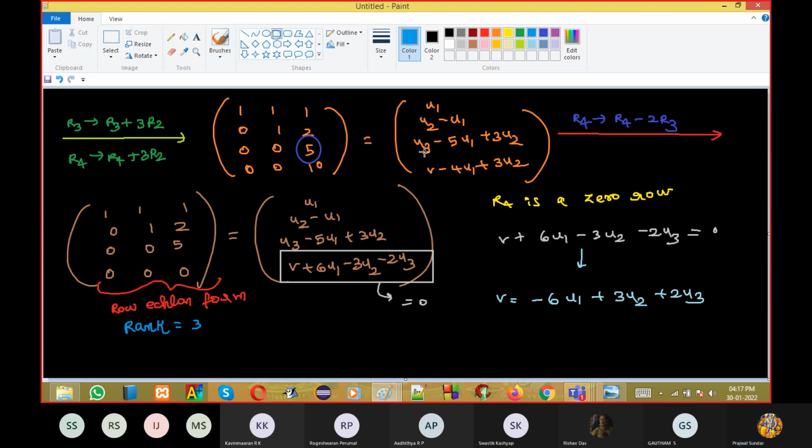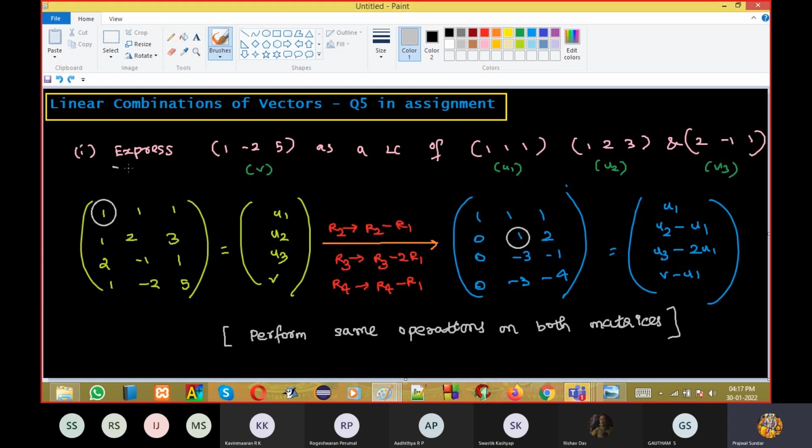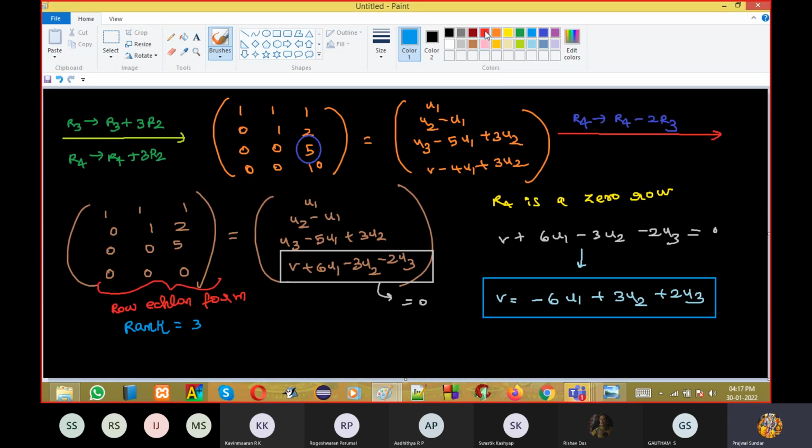That's it. The question asked was to express this as a linear combination of these 3. That's what I have finished. Look, this is V as a linear combination of U1, U2, U3. That's it, work over. Does anyone have any problem in any of the steps? Please ask, I will tell you. Please tell me, I will proceed to the next question.